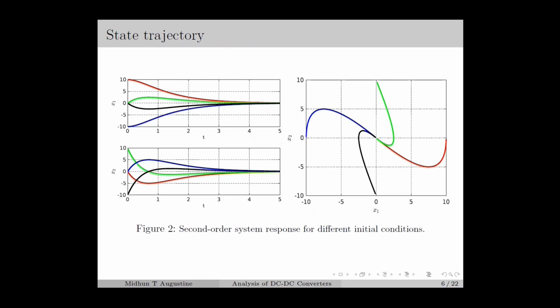Similarly, figure 2 shows the plots of the states and the state trajectory for different initial conditions. Here, the initial conditions are chosen as 10, 0, 0, 10, minus 10, 0, and 0, minus 10. And for all these initial states, the states are converging to origin, which can be observed from the figure. We call the plot of the state trajectory with the different initial conditions a phase portrait. So here, the last subplot will be a phase portrait for the second order example.